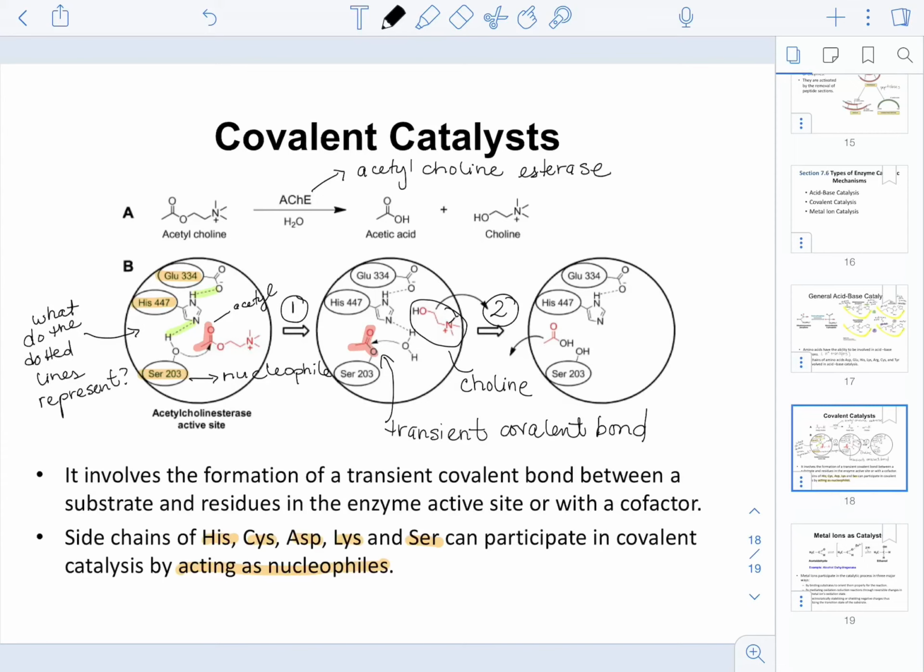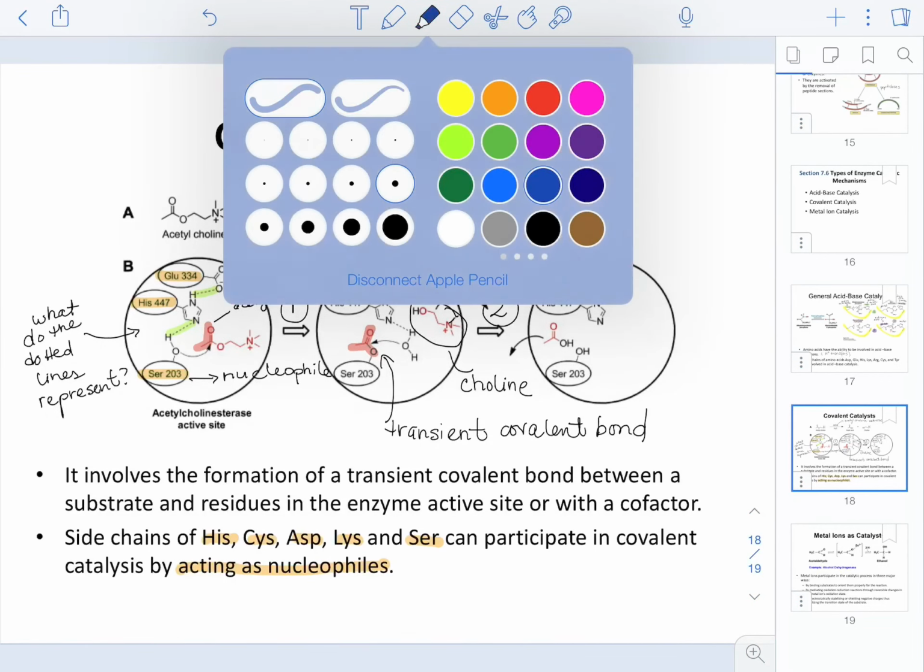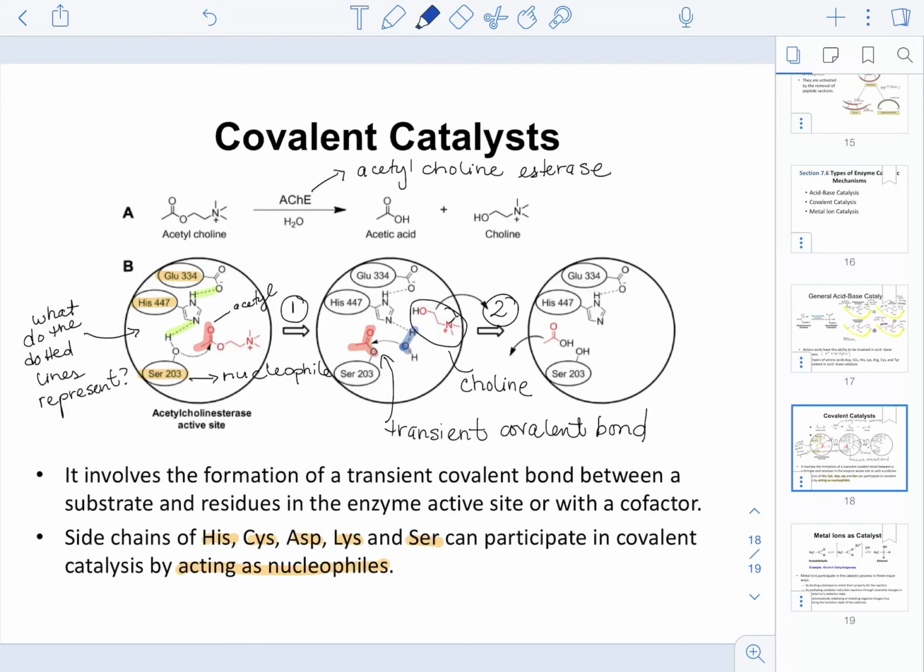In the second step of the reaction, which I'm just going to highlight in blue, we have a water molecule that is going to be hydrolyzing the bond that was created in this process, specifically an ester bond that is getting hydrolyzed. After this hydrolysis event, we form the acetic acid, and serine still has the OH.